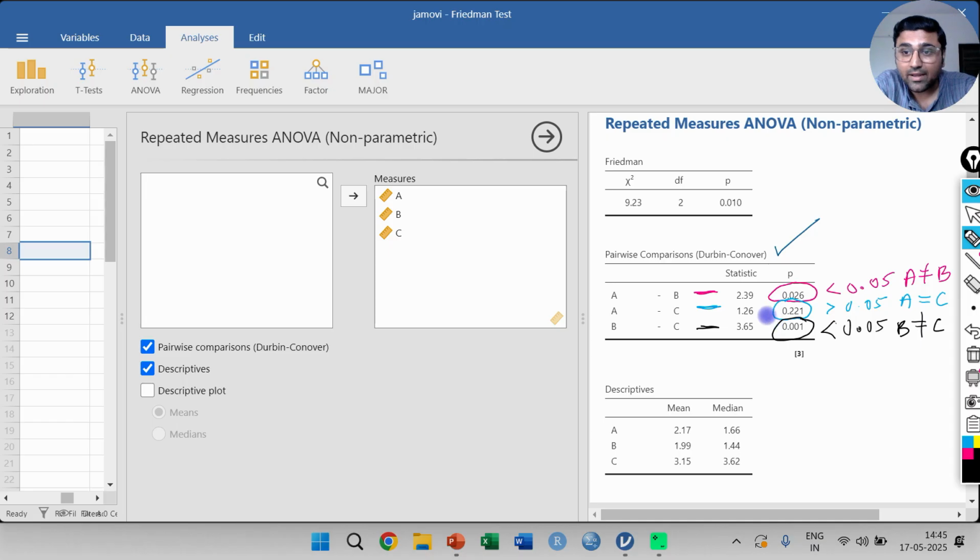So this is how we compare the different groups, and from this comparison we can identify that A is different from B and B is different from C, but there is no difference between A and C. So that is the idea of Friedman test.